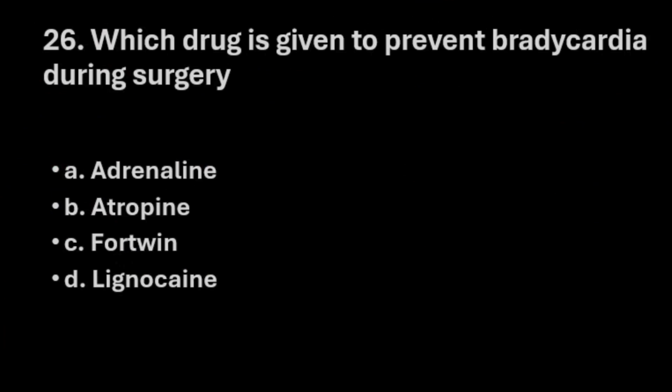The first question, which drug is given to prevent bradycardia during surgery? The options: option A, adrenaline; option B, atropine; option C, Fortwin; and option D, lignocaine. The right answer here is option B, atropine.